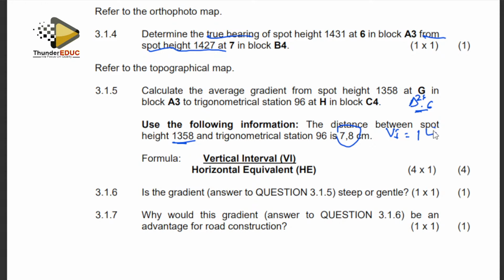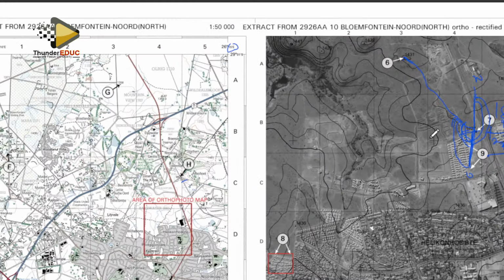So the trig beacon is 1455.6 meters above sea level minus 1358. What is the difference? The difference is 97.6 meters. So you come here, so we have 97.6 meters over. What is the distance between the two? If they have not given you the distance, what do you do? You measure from those two, from this to the spot height.